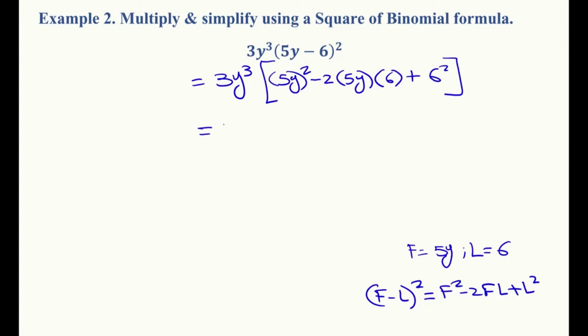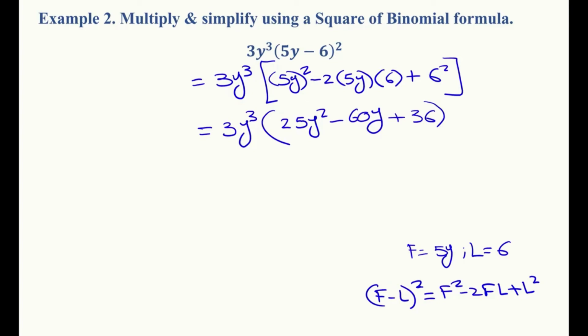Okay, so we get 3y cubed. Now I'm going to go ahead and change it to parentheses because we're going to be done with those inner ones. So we get 25y squared minus 60y plus 36.